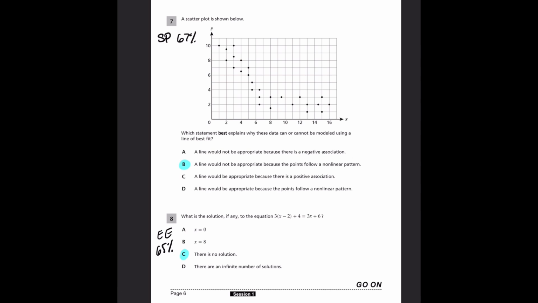Here's 7 and 8. We have an SP. Well, this one is actually statistics, and then an EE. So we'll start with the first one. So we're going to look at a scatter plot, which is just a whole bunch of different points. Which statement best explains why the data can or cannot be modeled using a line of best fit? So looking at the trends, I noticed that in the beginning part, it kind of looks linear, but then it does something funky where most of my points start to trend out this way. So it doesn't have a linear pattern.